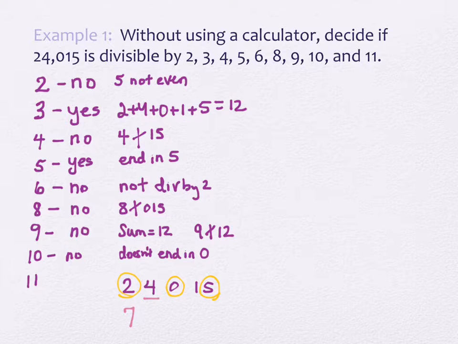7. And 4 and 1 adds up to 5. 7 minus 5 is 2. And 11 does not divide 2. So this one is a no. That's how quick you can go through those. You're testing all of the tests for them.